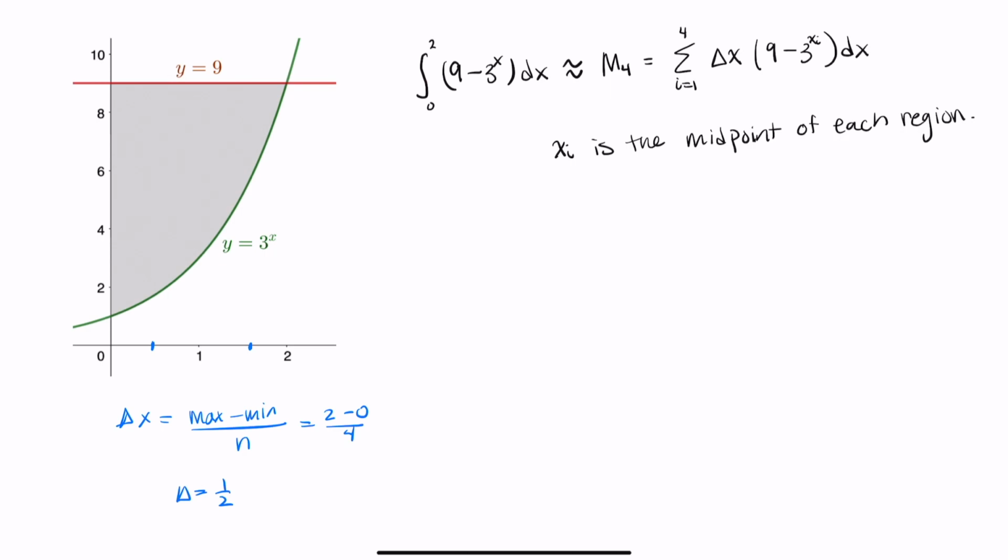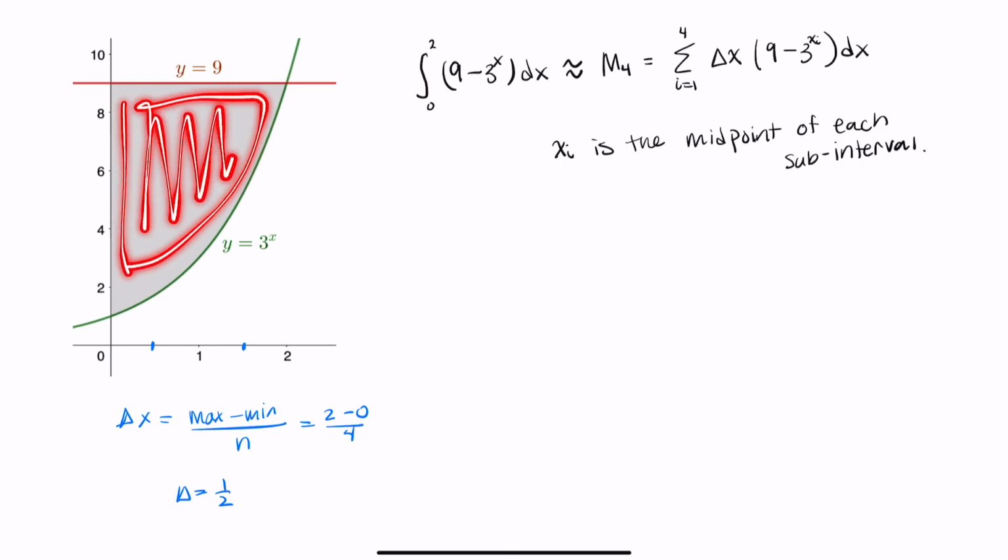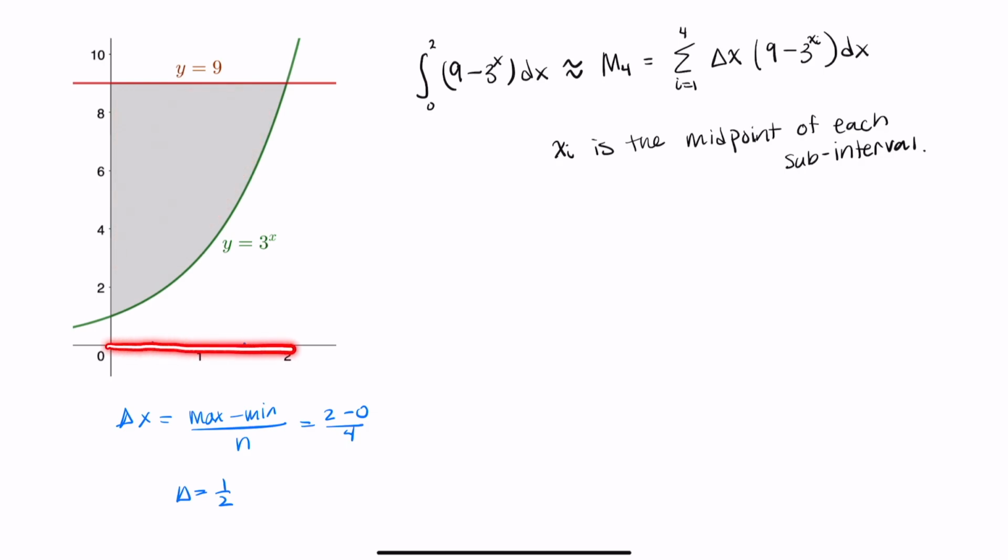So this will be the base of one rectangle. This will be the base of the second, the base of the third rectangle, and here's the base of the fourth rectangle. I'm going to move this so it looks more accurately midway between 1 and 2. Now we want the midpoint of each. And let me fix that: instead of saying each region, I should say each subinterval. To be clear, this is the region, this is the interval, and each of these is a subinterval. Let's find the midpoint of each of these subintervals.